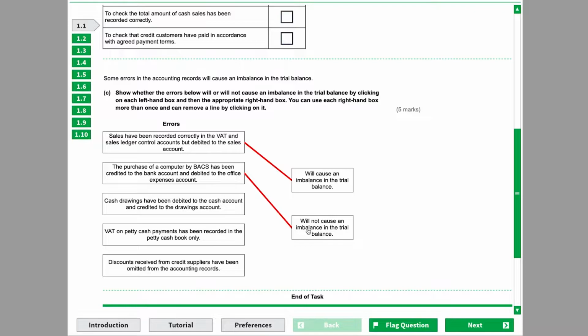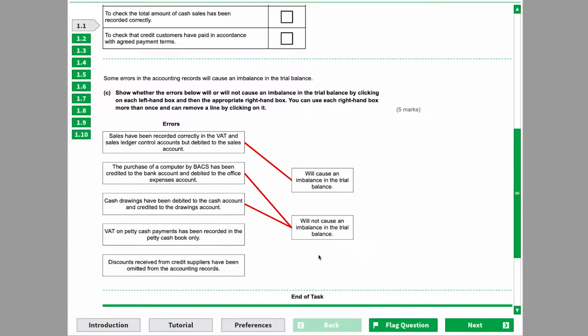There we go. Number 3 then, cash drawings have been debited to the cash account and credited to the drawings account. Now here we have an error because the entries to record that transaction should have been the other way around. However, because there has been a debit entry and a credit entry, and it doesn't say anything with regards to uneven amounts, it wouldn't actually cause an imbalance to the trial balance, because mathematically, although they're in the opposite sides of the accounts, the debits and credits would still add up. So that would be not causing an imbalance.